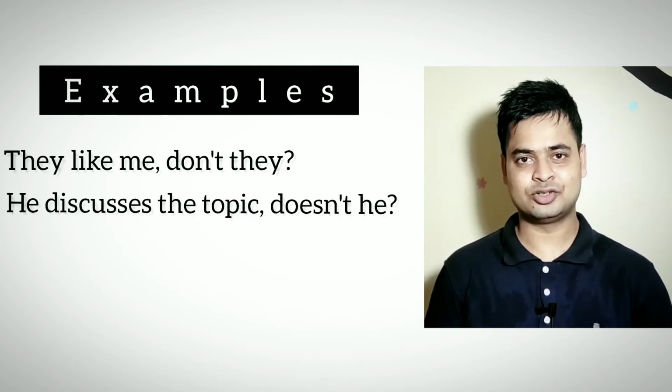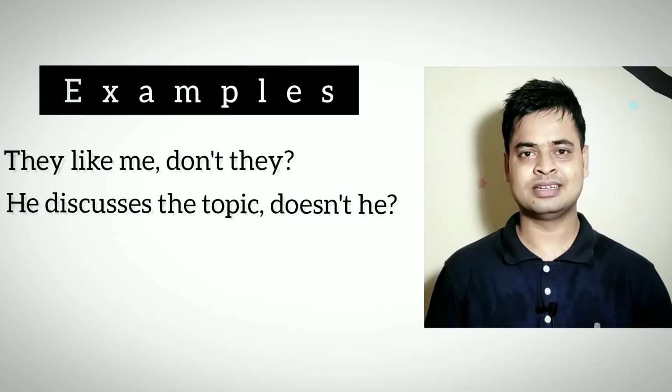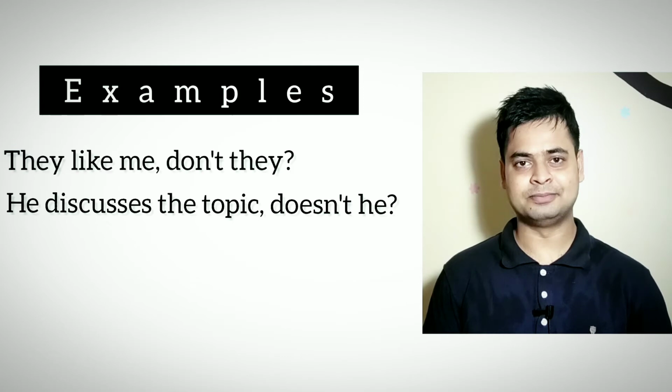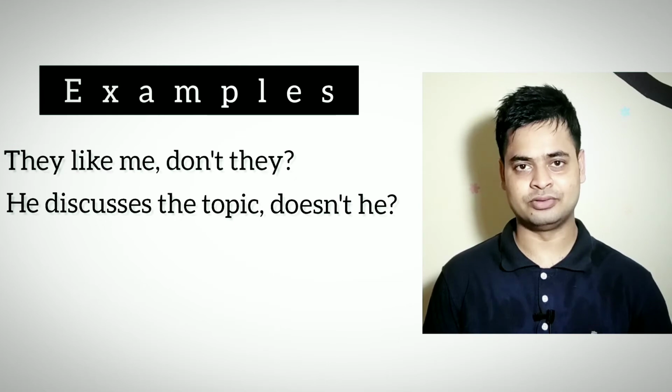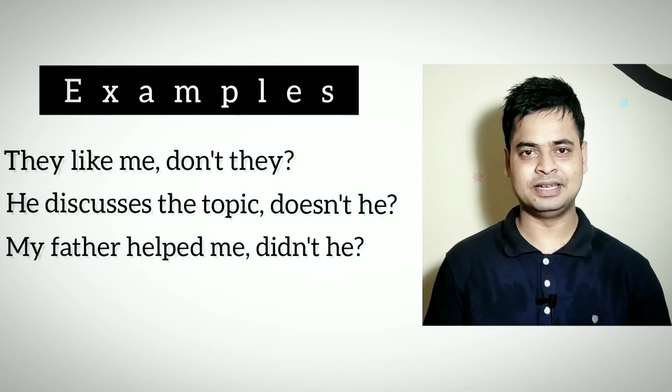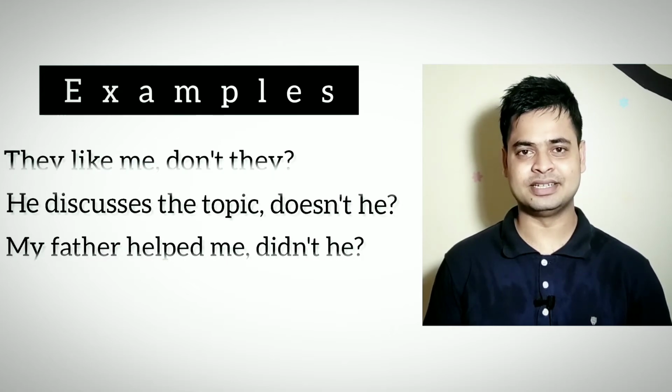He discusses the topic, doesn't he? Here the two examples are in present tense. That's why we have written don't or doesn't before the pronouns. Another example is, my father helped me, didn't he? Here you can see the example is in past tense. That's why we have written didn't.